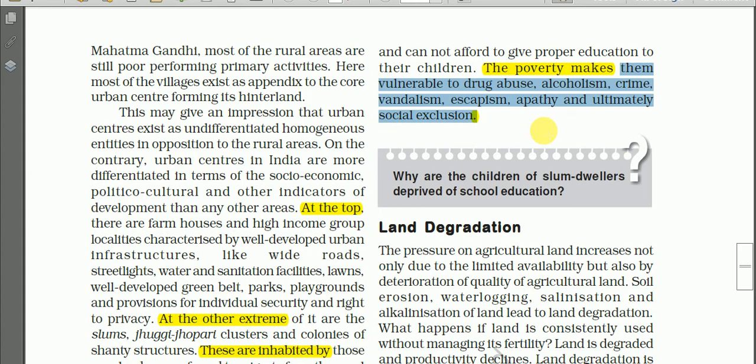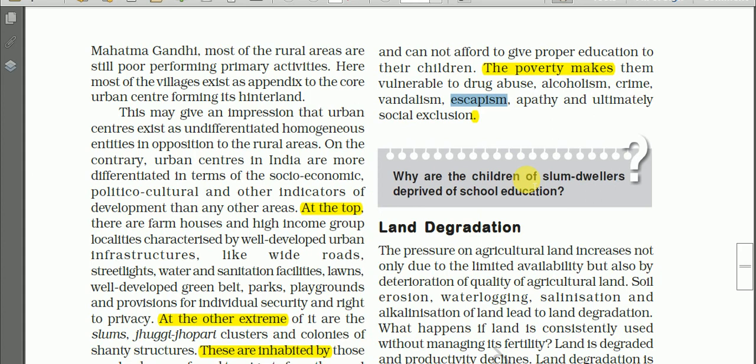Because of poverty, the slum dwellers are vulnerable to drug abuse. They may indulge in alcoholism, then crime, then vandalism. Vandalism means the deliberate destruction of public or other people's property. Then escapism. What is escapism? It is an inclination to retreat from unpleasant realities through diversion or fantasy. Always trying to avoid.